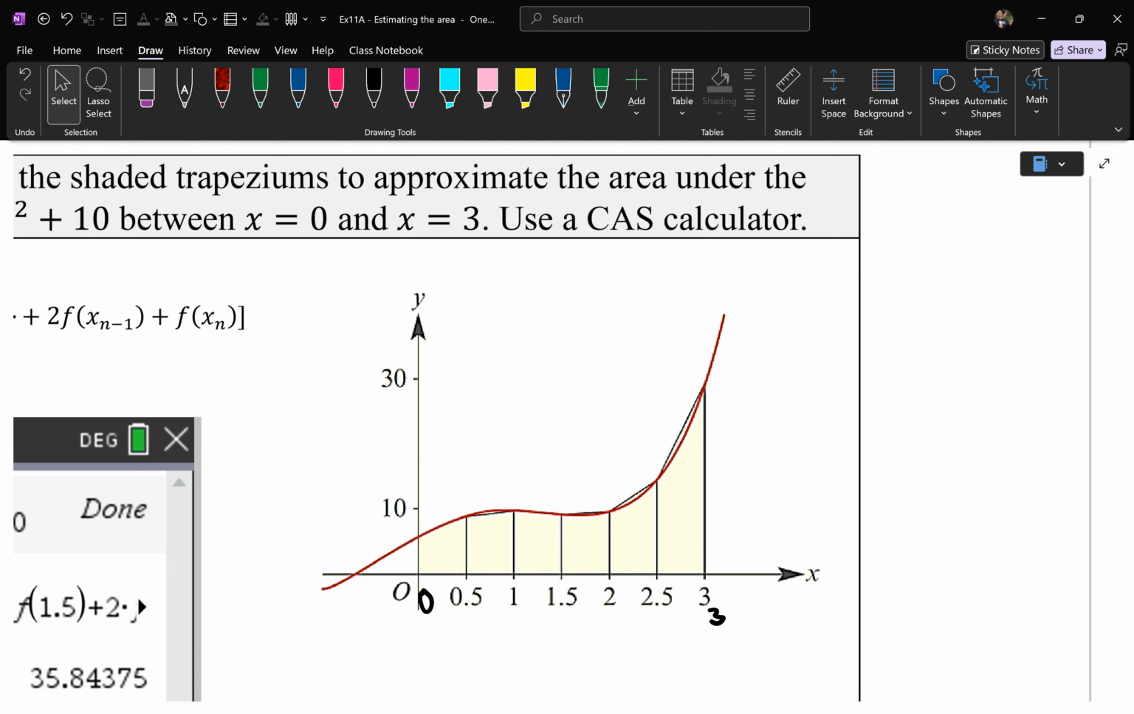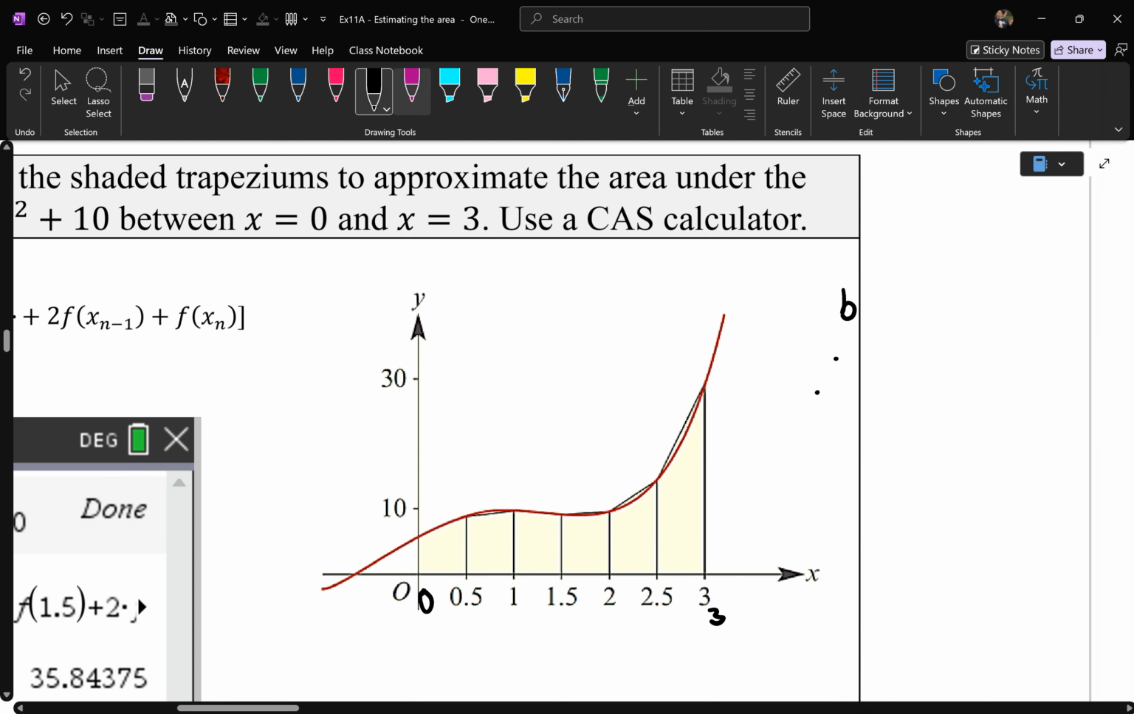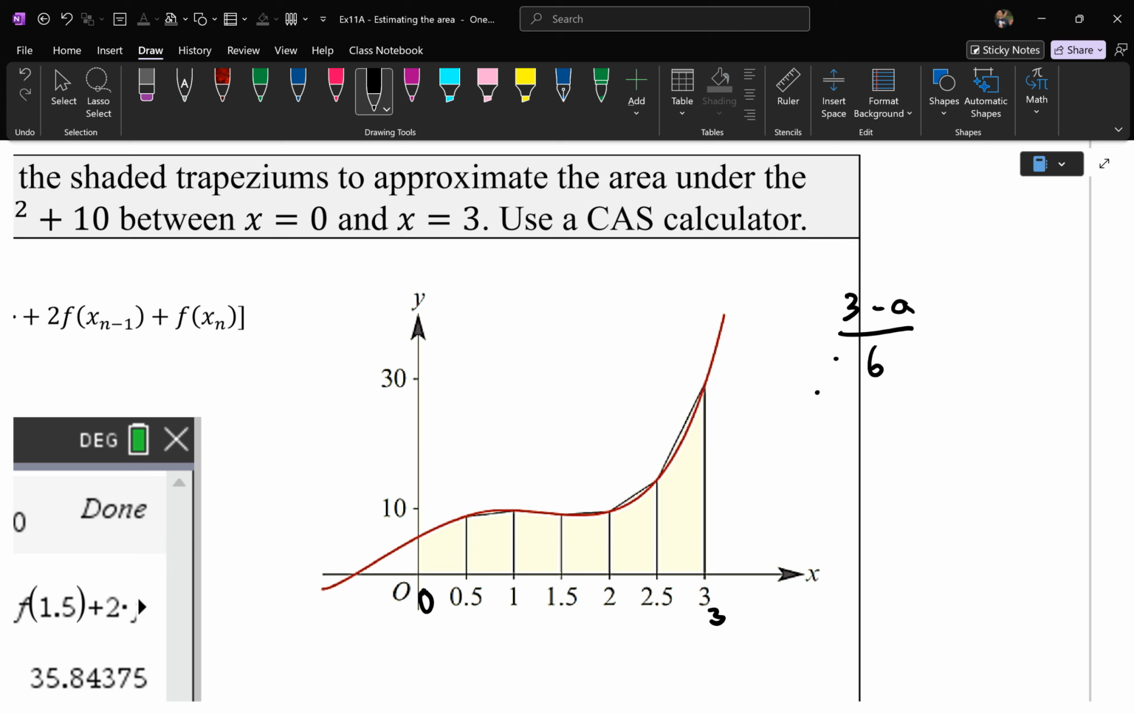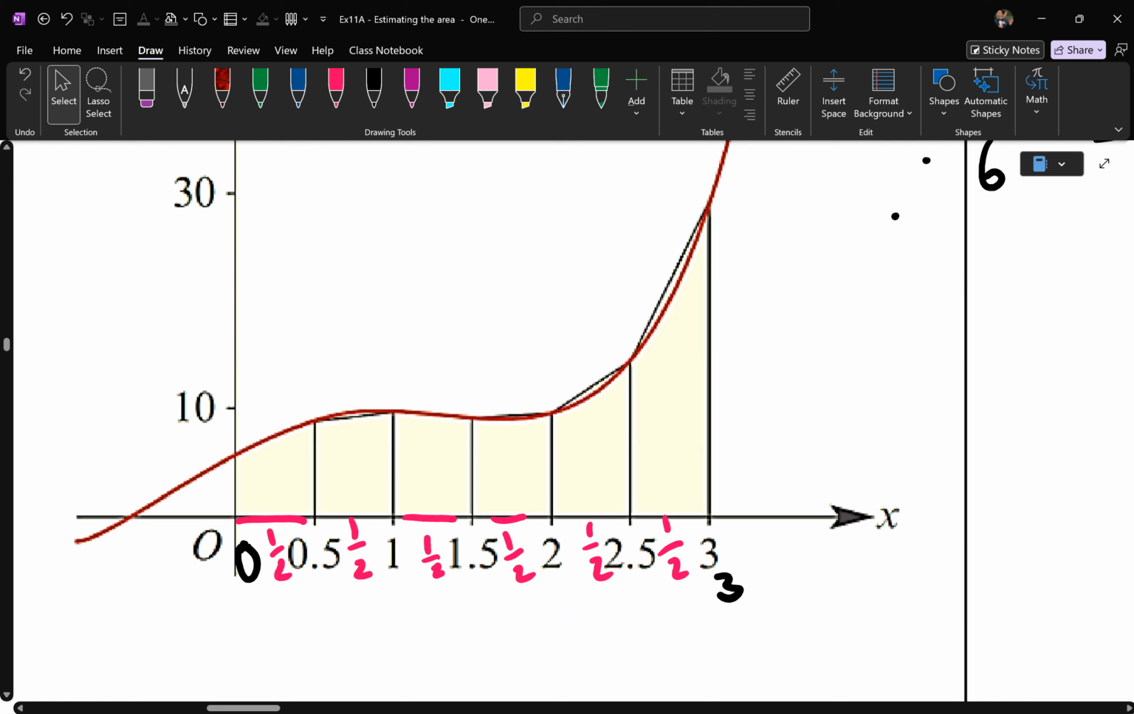So if you want to know what the width of each trapezium is, it is B minus A divided by 6. Now B, our limit is 3. Initial start is 0, so each one should be a width of half. So each one is half, so hence why it's 0 to 0.5. So half, half, half, half, half, half. Now if you were to find the area of each one manually and by hand, how would you do it? Here we go. You need to find the first trapezium. This is A, this is B.